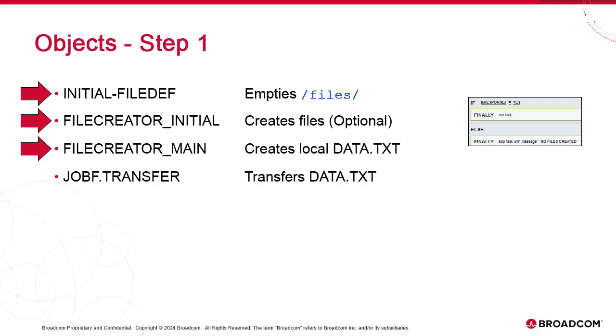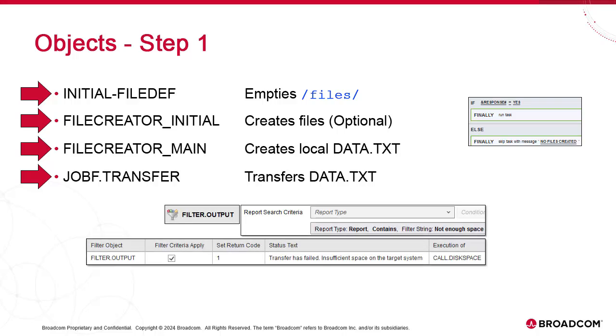Job F transfer moves the file and fails based on circumstances. A filter object scans the output of the file transfer for the string "not enough space." If found, it sets the exit code to 1 with a message. We also trigger a call object, which issues a message to the AWI console.